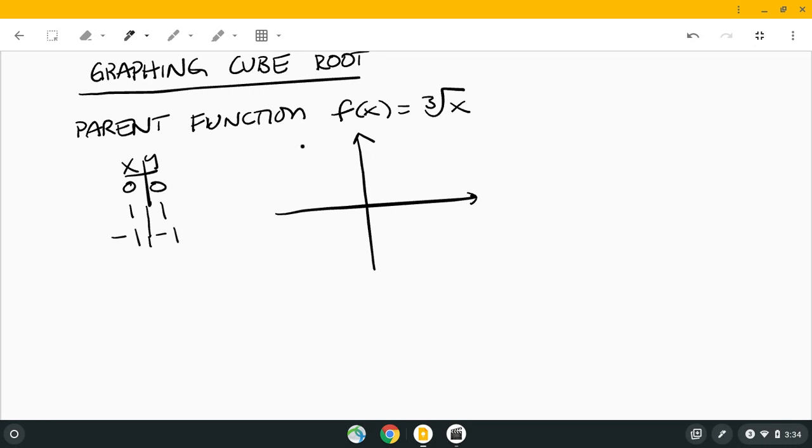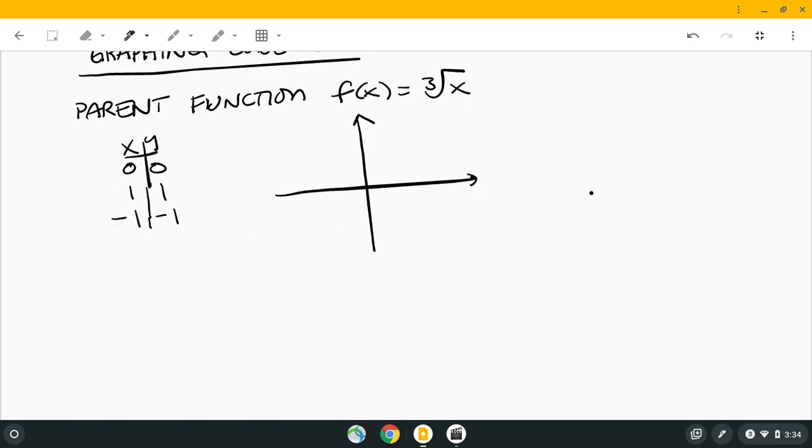Okay, so I have these 3 points. These 3 points will be my main points for my parent function and when I do any sort of shifting. Okay, so here's x, f of x.